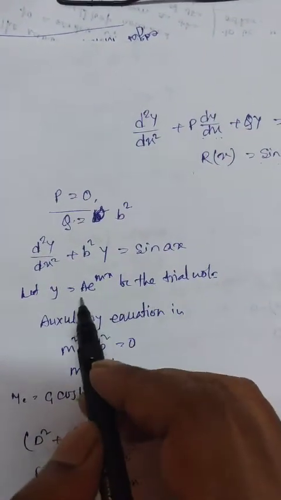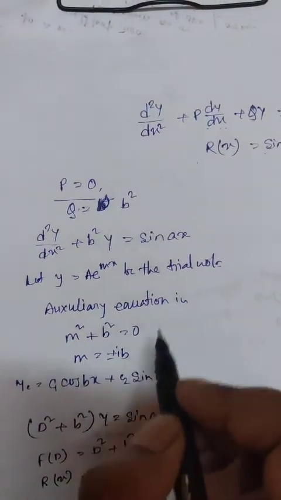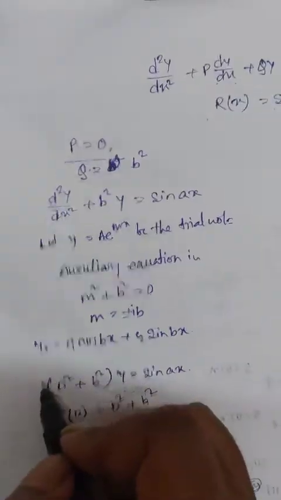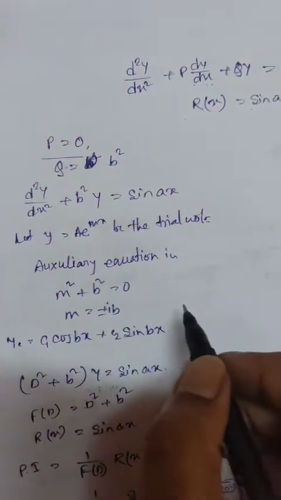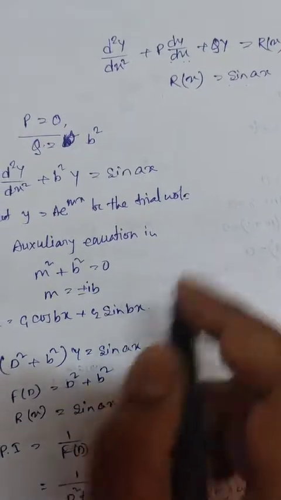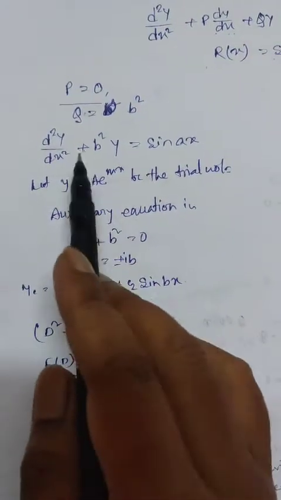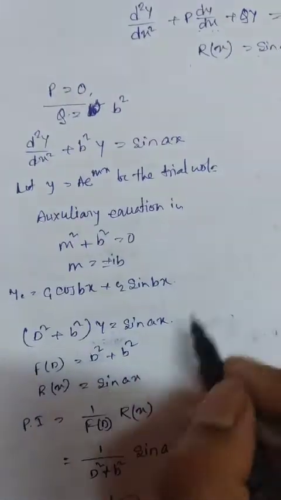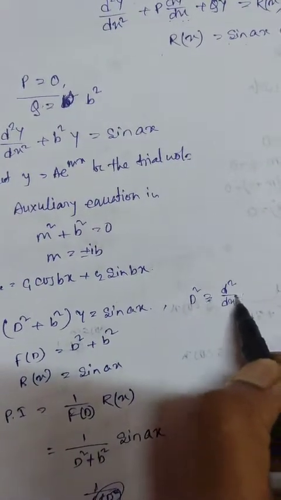As we know, y is equal to a e to the power mx is the trial solution. So from here the auxiliary equation is m square plus b square is equal to 0. So m is equal to plus minus ib. So the complementary function yc is equal to c1 cos bx plus c2 sin bx, where c1 and c2 are arbitrary constants. And now we can write that d square plus b square y is equal to sin x, where d square stands for d2 dx2.